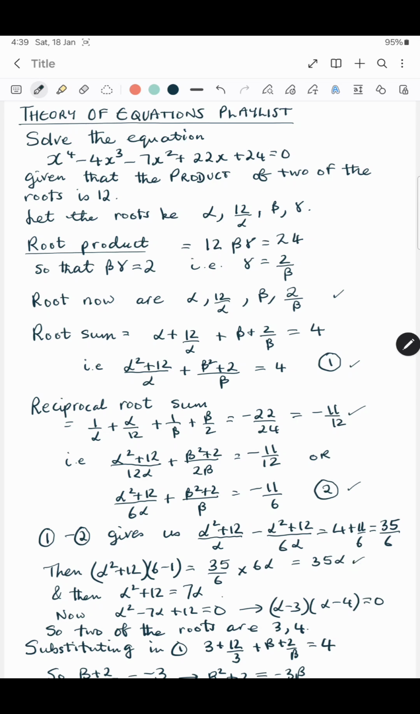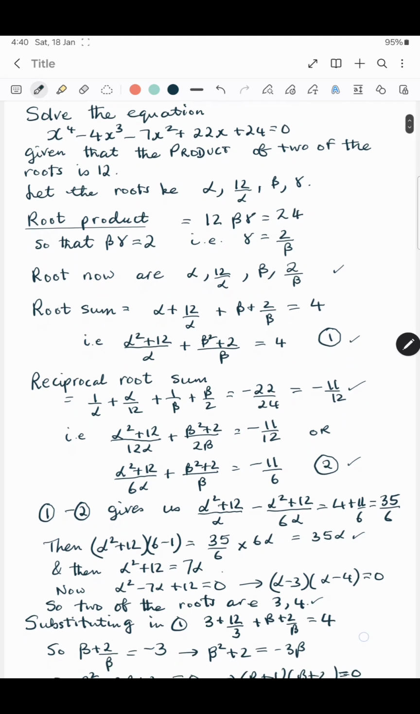And so when we divide through by 5, we will just get alpha squared plus 12 equals 7 alpha. So we've now got a quadratic equation in alpha. Alpha squared minus 7 alpha plus 12 equals 0, which factorizes to alpha minus 3 times alpha minus 4 is 0. And so two of the roots are 3 and 4.